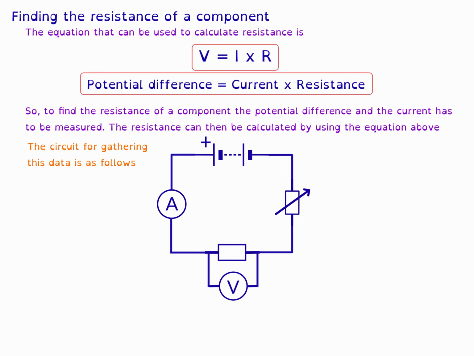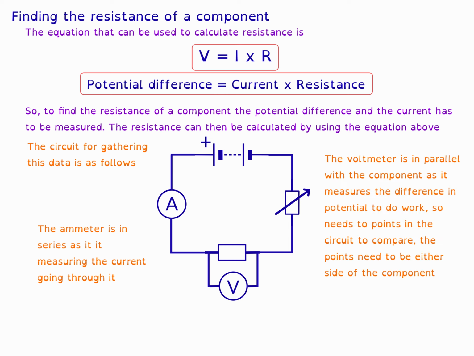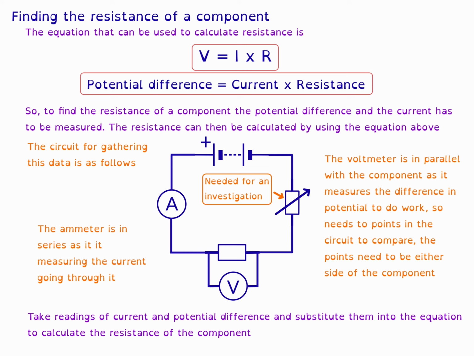This is the circuit for gathering this data. The ammeter is in series. It measures the current going through the component. The voltmeter is in parallel with the component as it measures the difference in potential to do work, so needs 2 points to compare. You also need a variable resistor in the circuit to vary these readings so you can get multiple readings in an investigation. Take readings of current and potential difference and substitute them into the equation to calculate the resistance of the component.